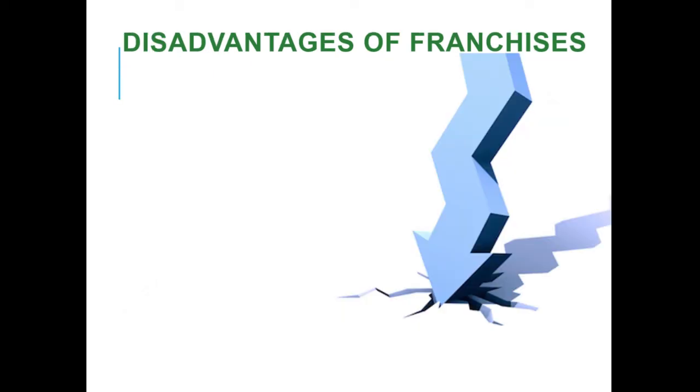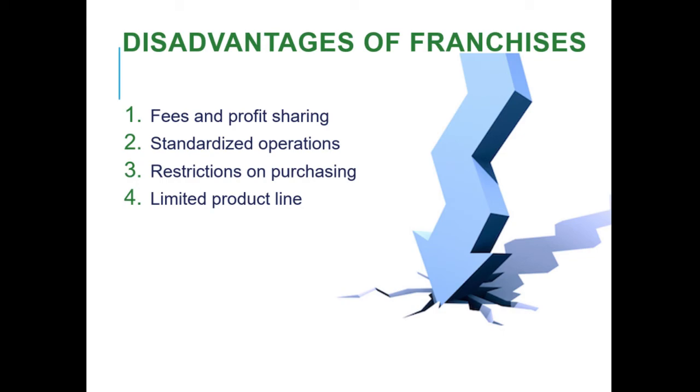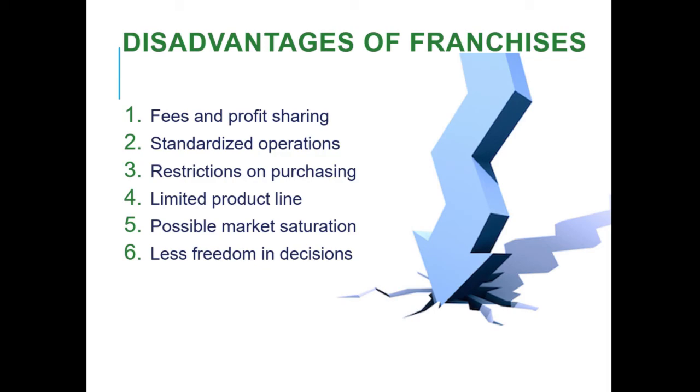However, the franchisee must sacrifice some freedom to the franchisor. Some shortcomings experienced by franchisees include franchisee fees and profit sharing with the franchisor, strict adherence to standardized operations, and restrictions on purchasing. Franchisees also will have a limited product line, higher chance of market saturation, and less freedom in business decisions. Strict uniformity and adherence is the rule rather than the exception, and entrepreneurs who want to be their own bosses are often frustrated with the restrictions of a franchise.